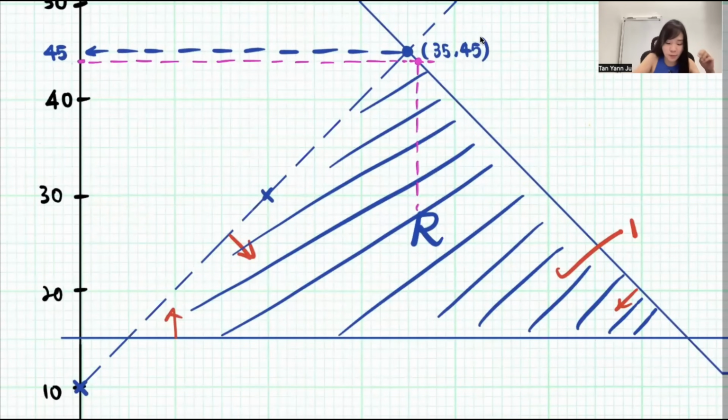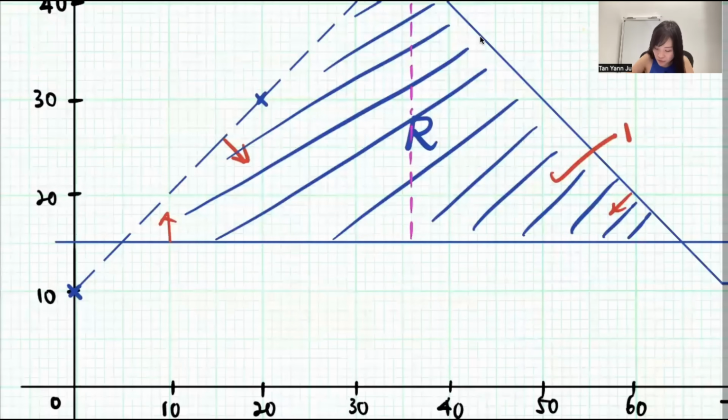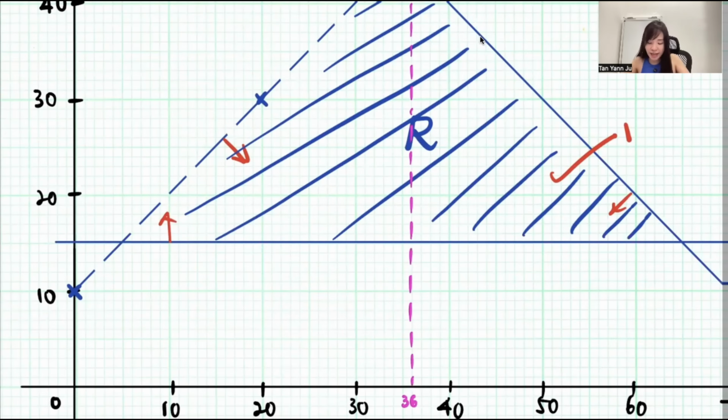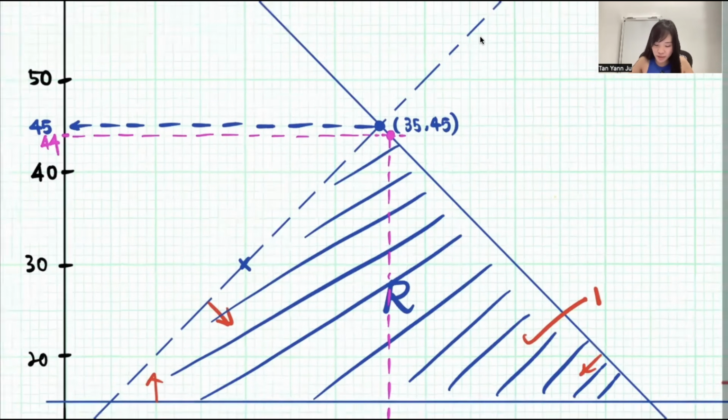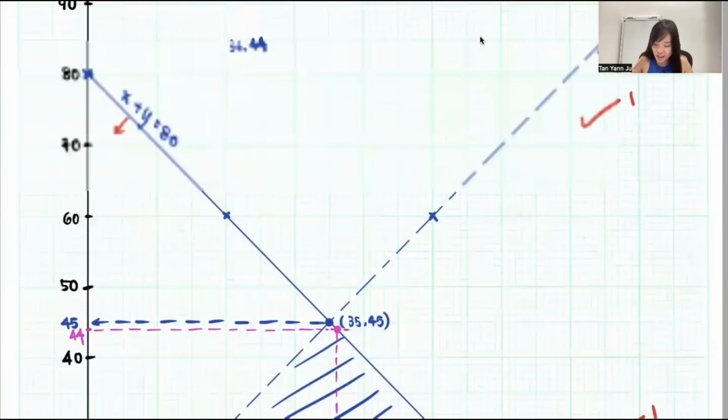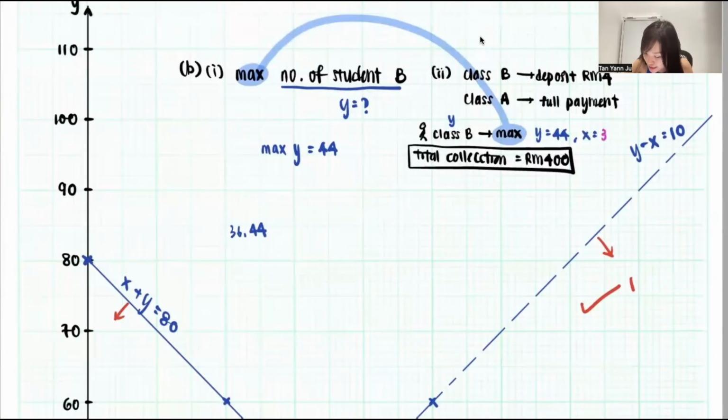So that means when my Y is 44, when my class B student is maximum, what is my X? What is the number of class A students, which is the X, correct? So I use 44, I touch, and once I touch, I bend it down. Once I bend it down, I get 36. Can I write 36? Yes, I can. Why can I? Because this 36 is under this solid line. For a solid line, no need to write one number smaller. So when my Y is 44, my X is 36.